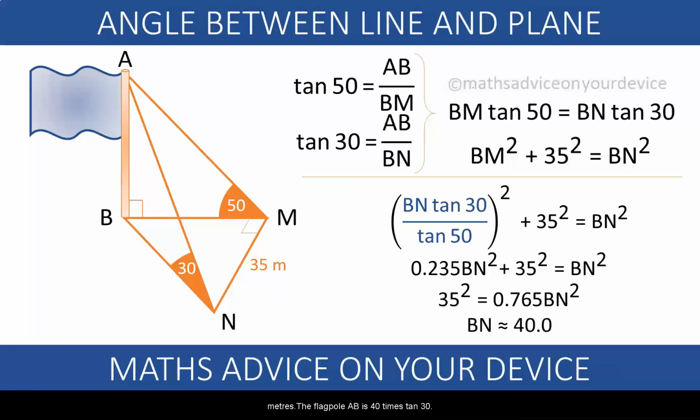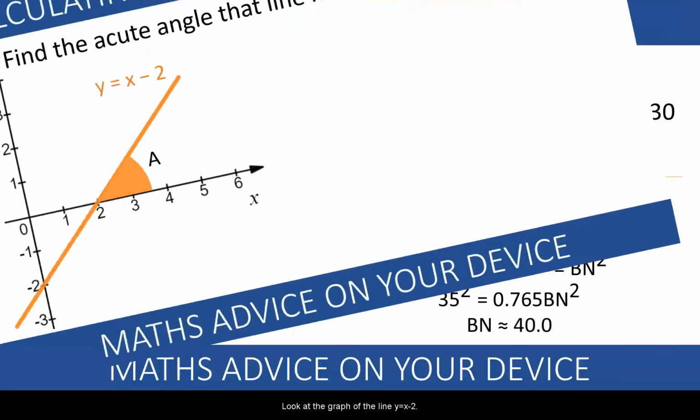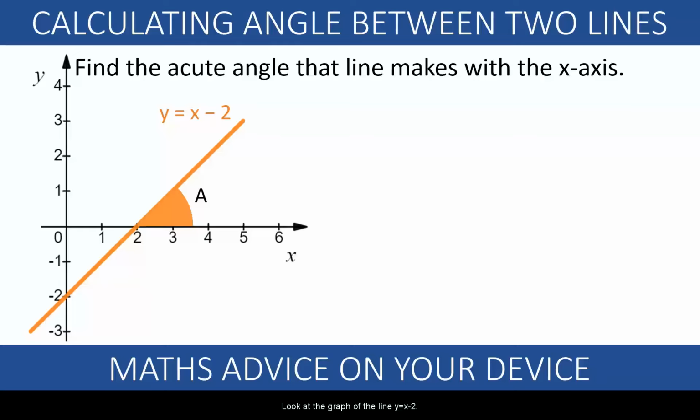The flagpole AB is 40 times the tangent of 30. So the length of the flagpole is 23.1 meters. Look at the graph of the line y equals x minus 2.